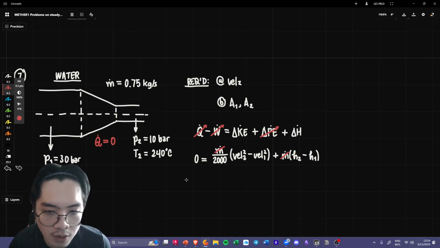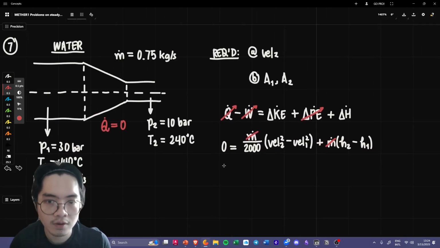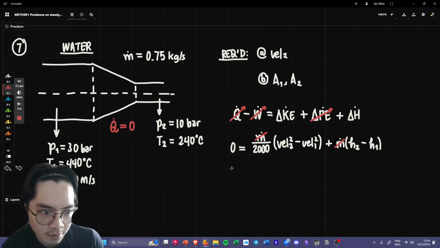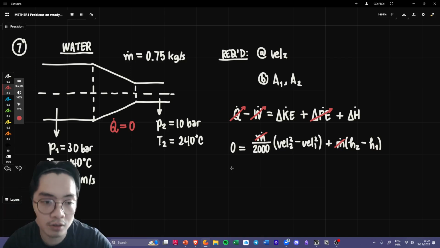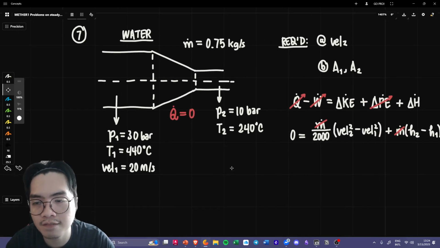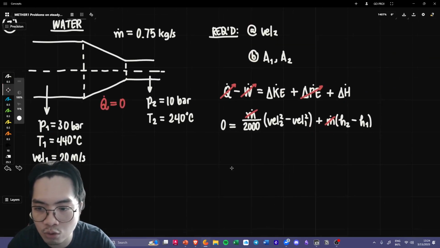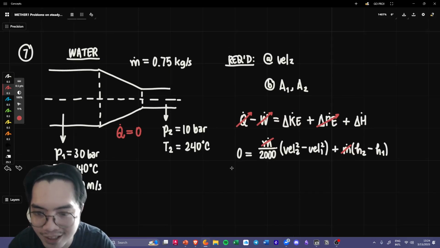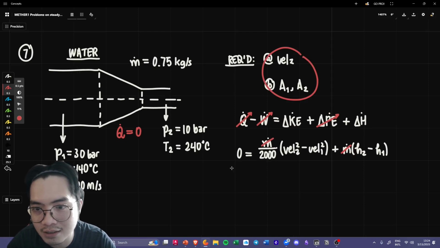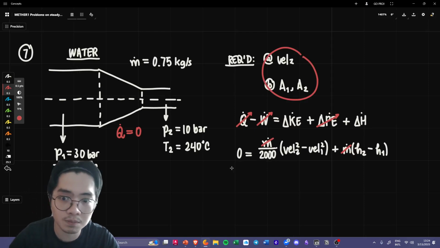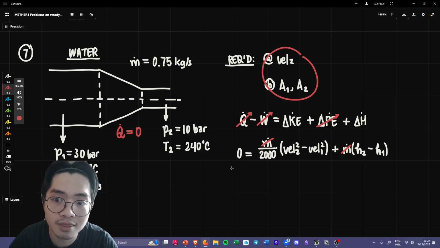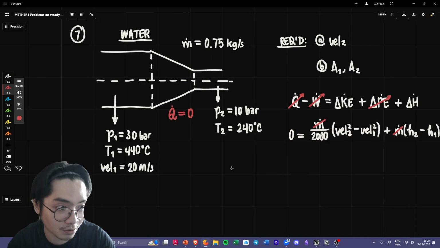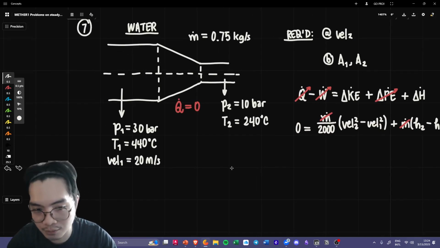Okay? And so now, what are we going to do? We need to find the value of vel2 first. We need to find values of vel2 and A1 and A2. And you're wondering, wait a second, why did you write down the first law? All we need are velocities and areas. Shouldn't this be solvable already with the conservation of mass? And now I will reflect that question back at you, because, well, we'll see.